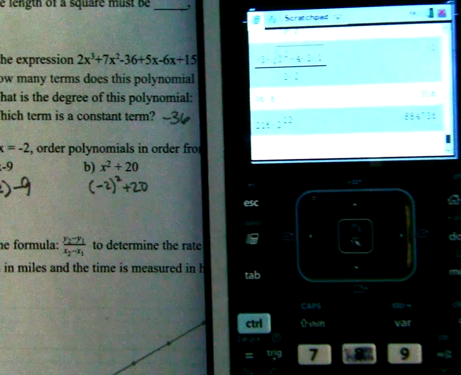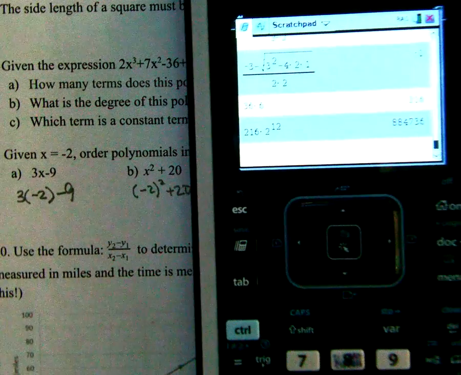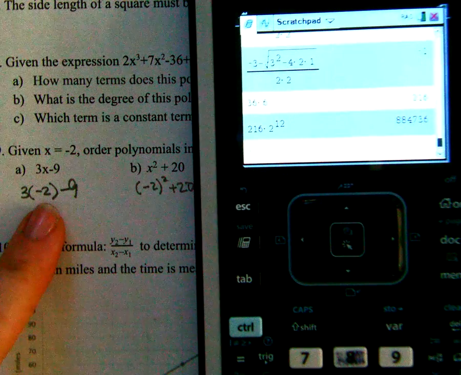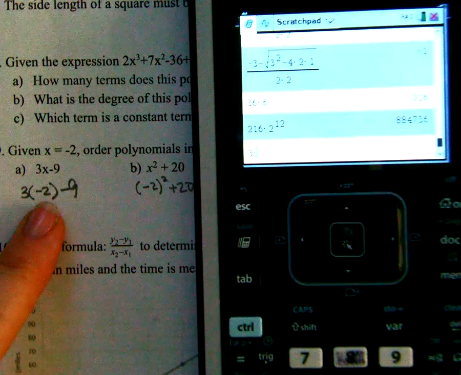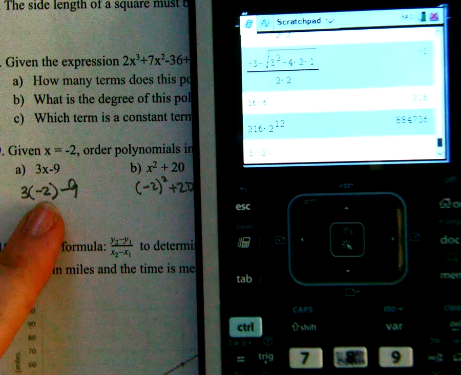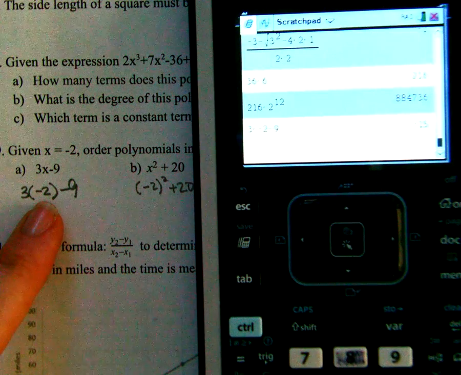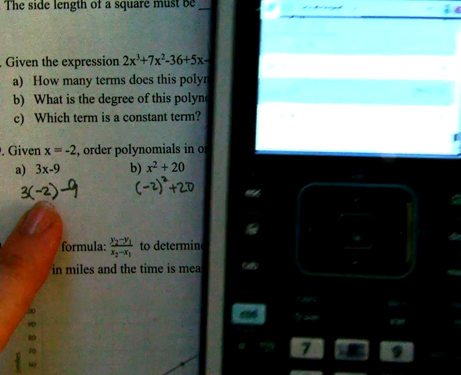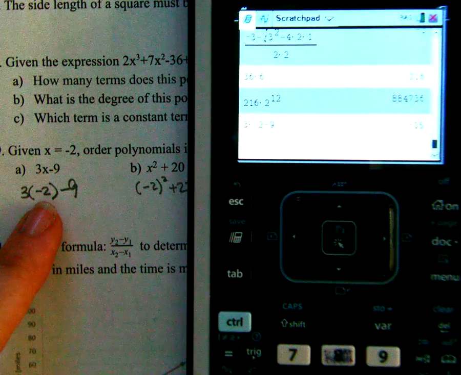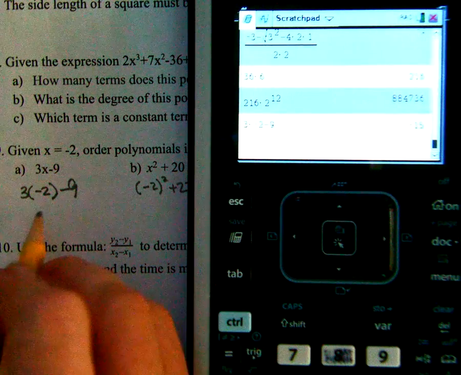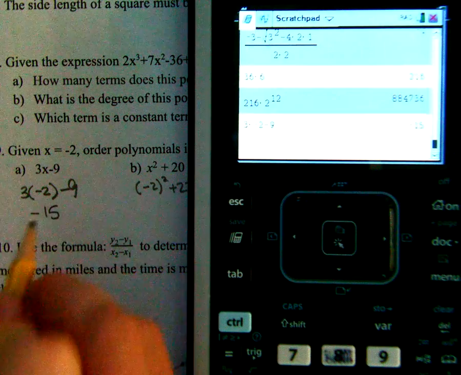There we go. So if I want to do 3 times negative 2 minus 9, right? Wherever I'm plugging in that negative number, I'm going to plug it in with parentheses because that's going to keep me from having a sign mistake later on in the question. Okay? So this first one, negative 15.